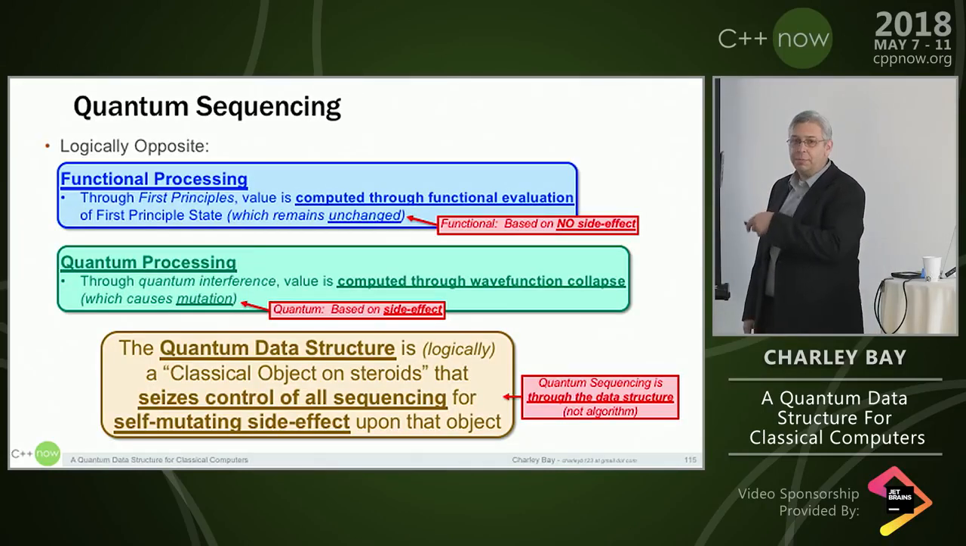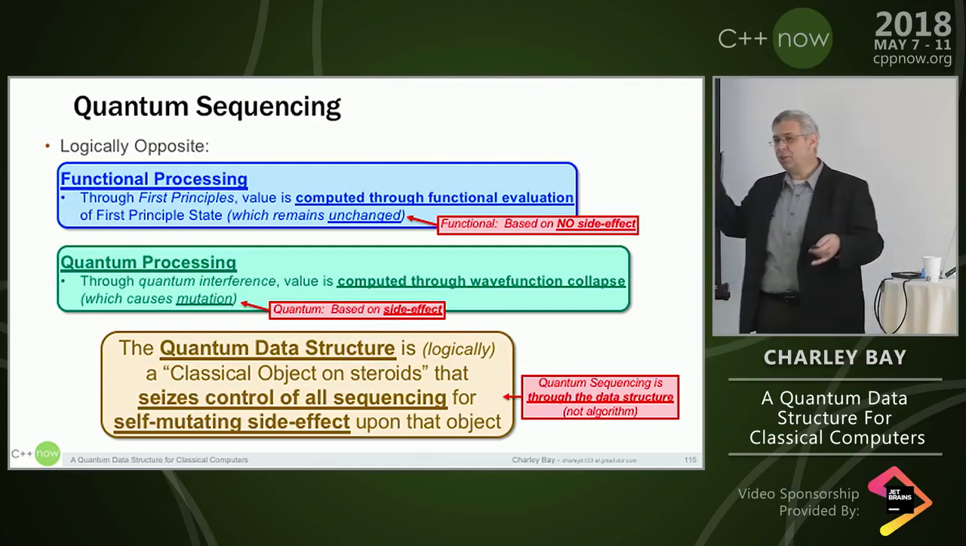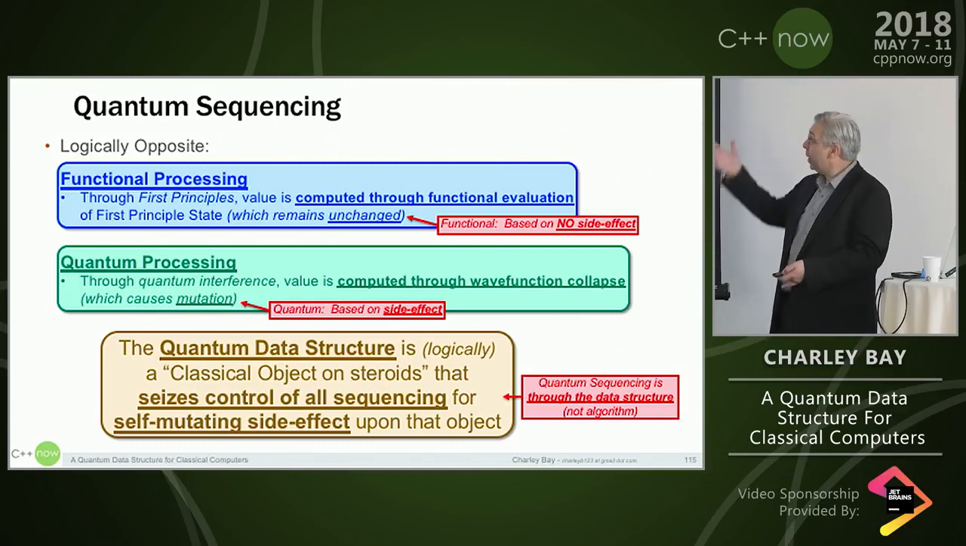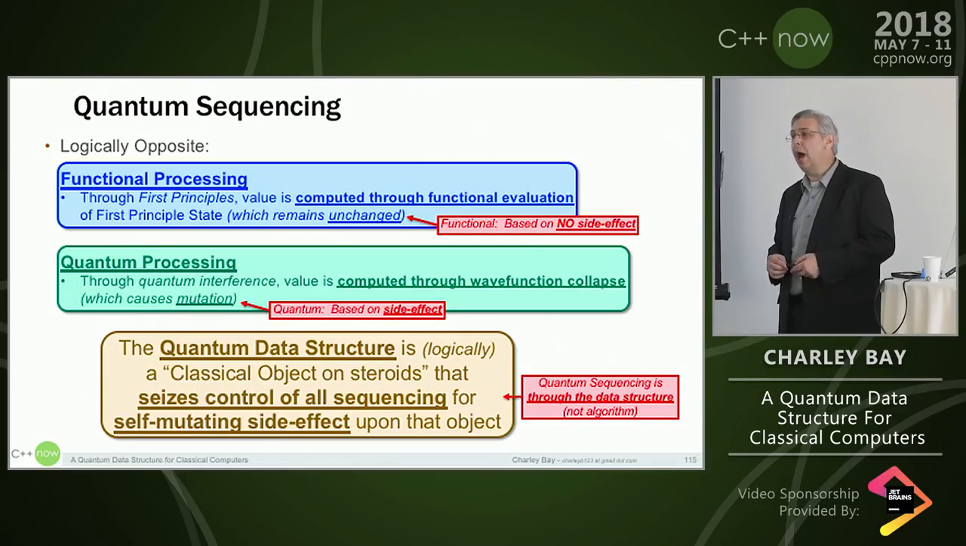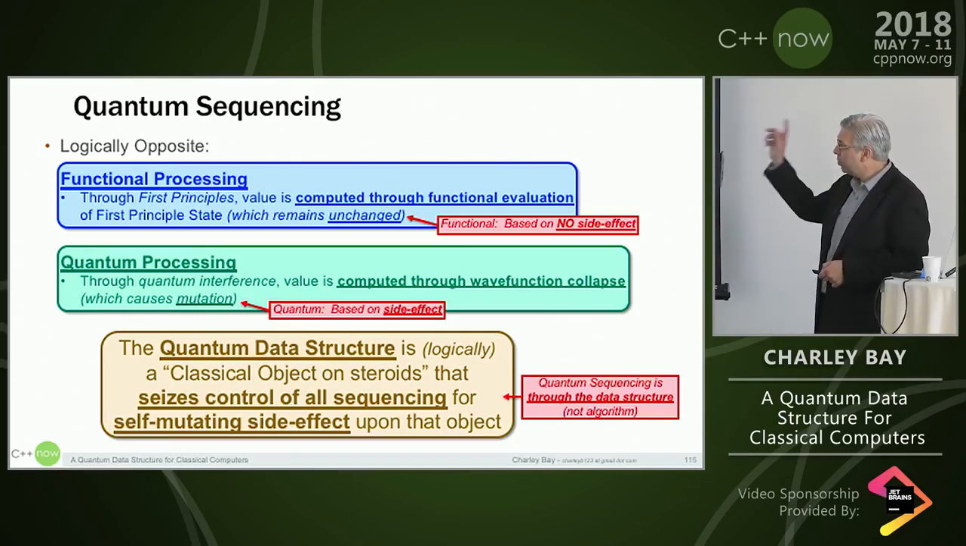Functional and quantum are opposites. Quantum, everything you do is once you observe, boom, mutation. Functional says no mutation, because I want to reason about what's going on. You should be able to repeat this, which you can in functional. Quantum, you cannot. That's why it's hard to build hardware. It's hard to address these things, but we're kind of working through it. So the quantum data structure seizes control of the sequencing.